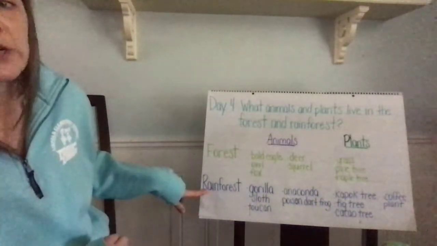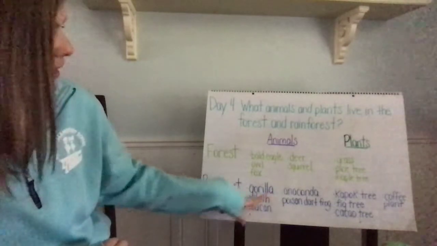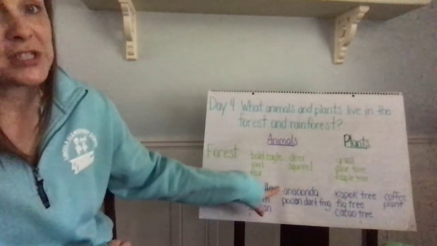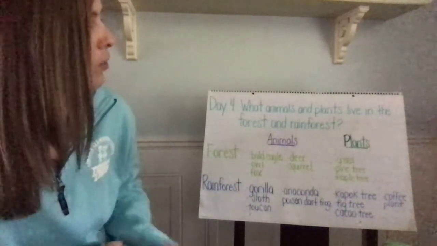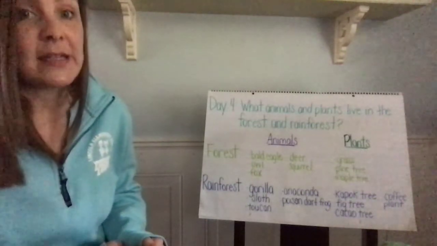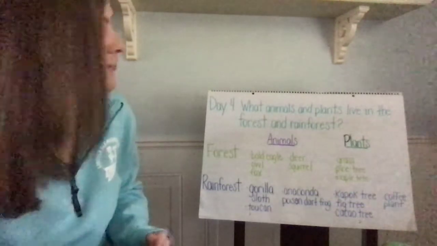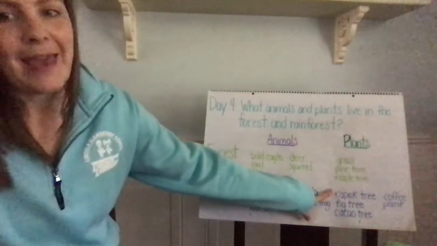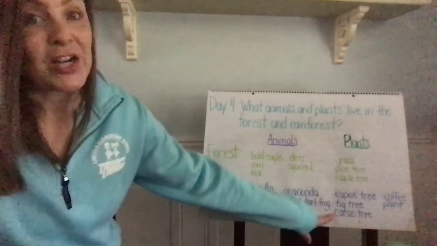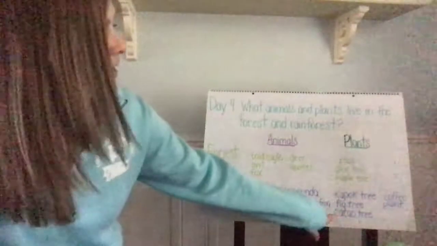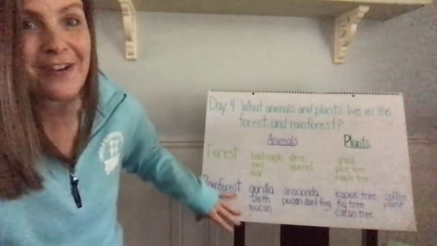And in the rainforest, you had seen a gorilla, a sloth, toucan, an anaconda, which is the type of snake, and a poison dart frog. There were also lots of plants that you had researched that grow in the rainforest. There was a kapok tree, a fig tree, a cacao tree, which is actually where chocolate comes from, and also the coffee plant, which you know I cannot live without. Always have my coffee.